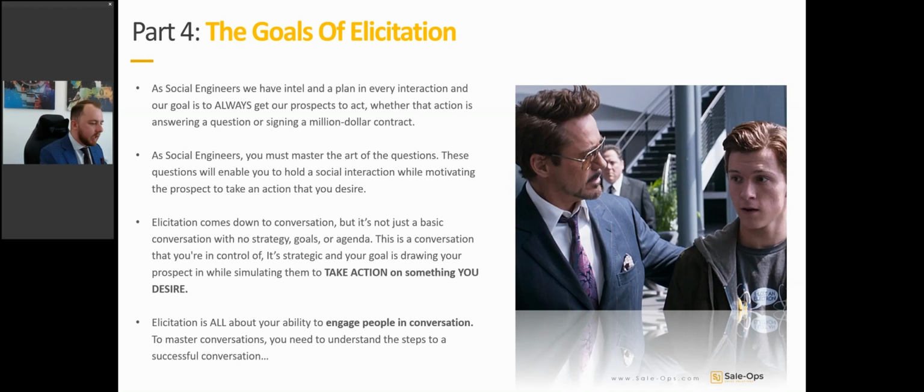It's strategic, and the goal is to draw your prospect in while getting them to take action on something that you desire, something that's in your agenda, something that may be in their best interest, may be in an agenda that they don't even know exists, but something that they actually need to do to get to where they want to go, right? Elicitation is all about your ability as a social engineer to engage people in conversation.